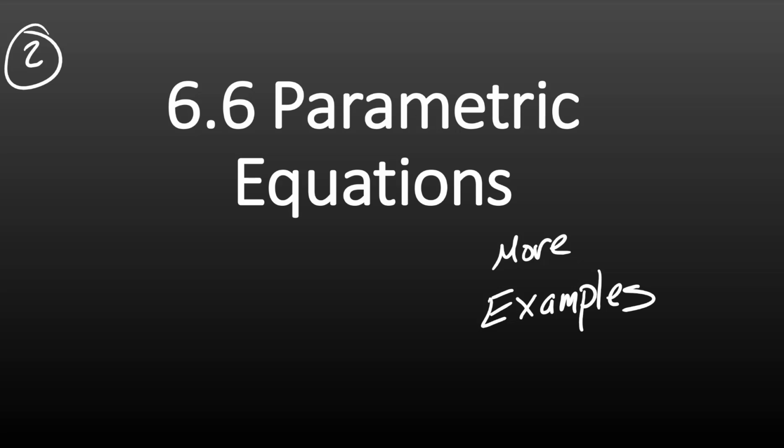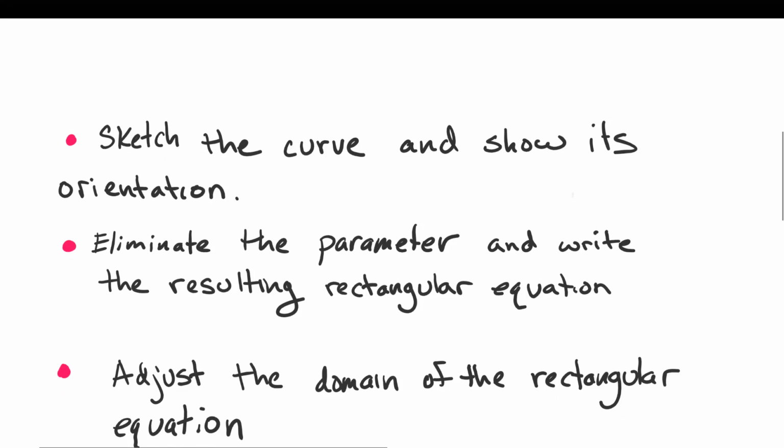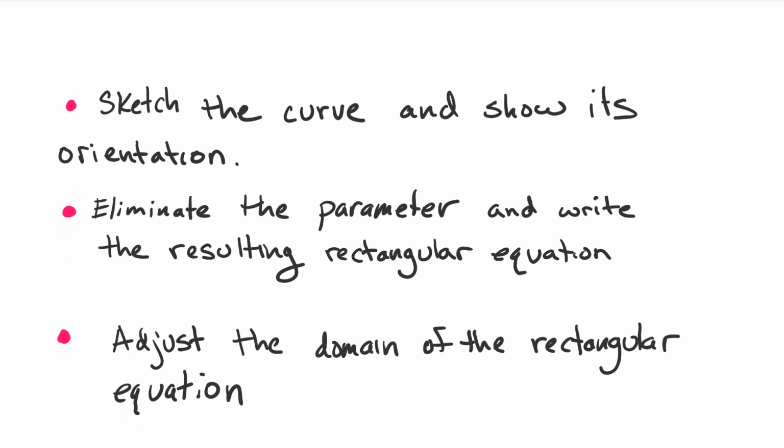Yeah, let's see some stuff that looks like your homework. I've gone through, took a look, and this is going to be the instructions for you. These three pieces, you got a few of them. We're just going to ask you to sketch the curve, of course, you're going to get some options, and show its orientation. Then you're going to want to eliminate the parameter and write the resulting rectangular equation.